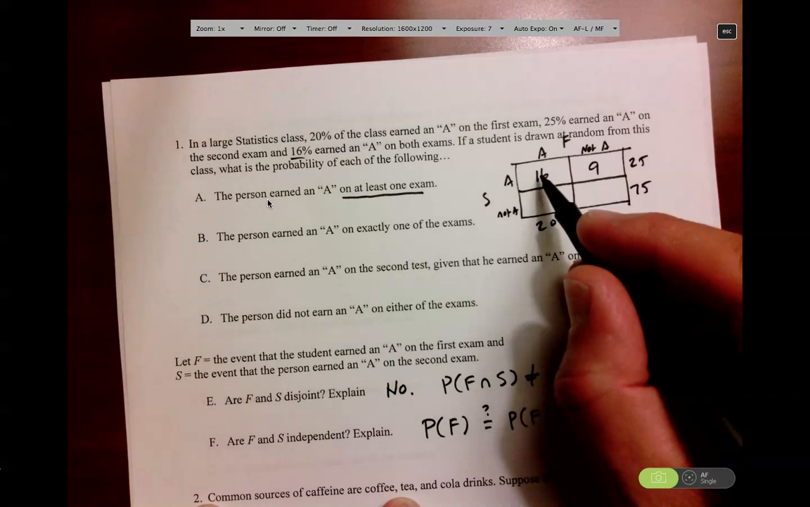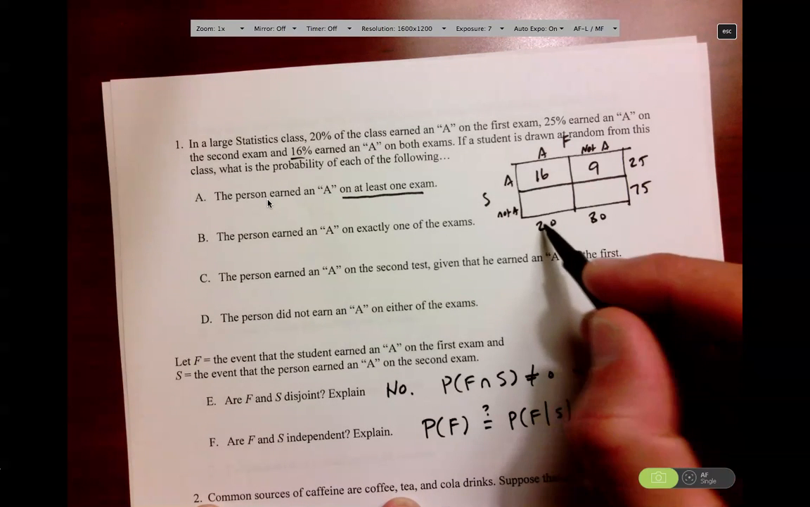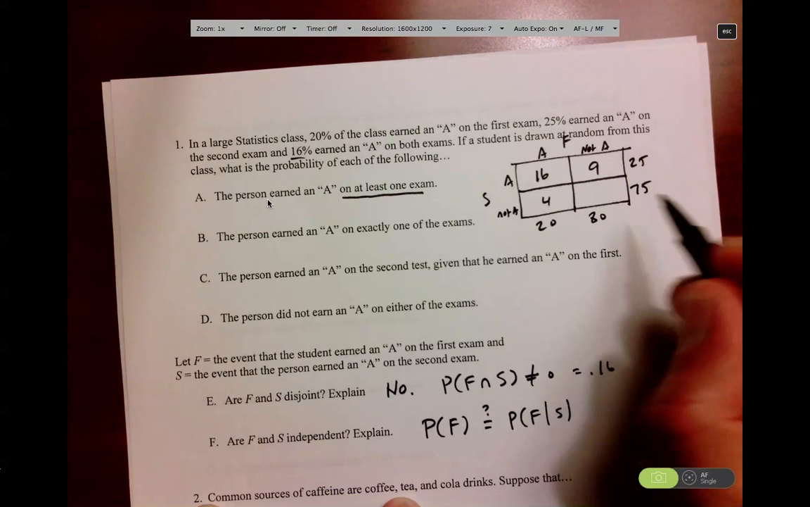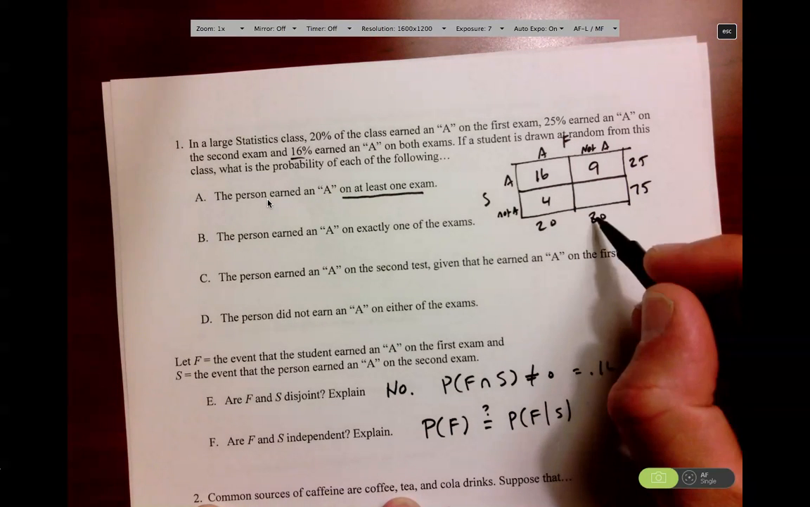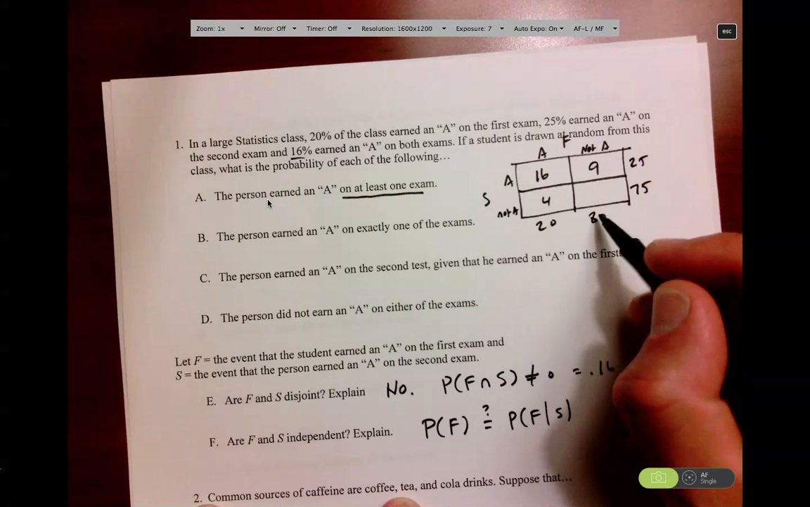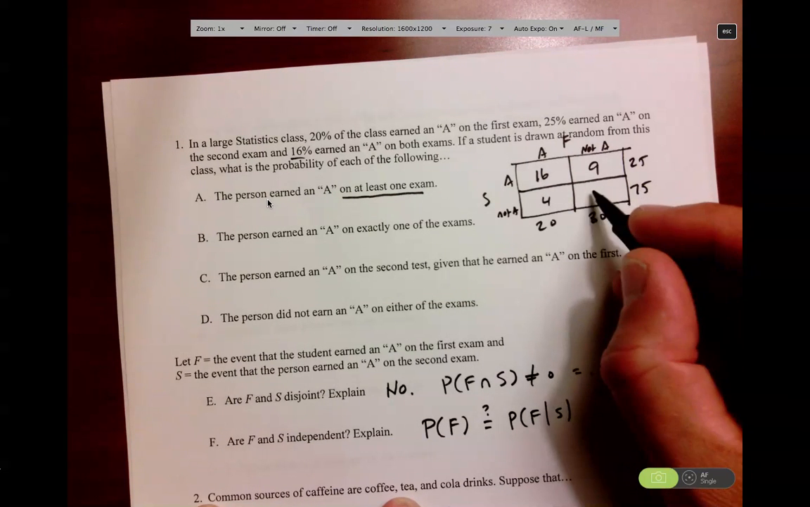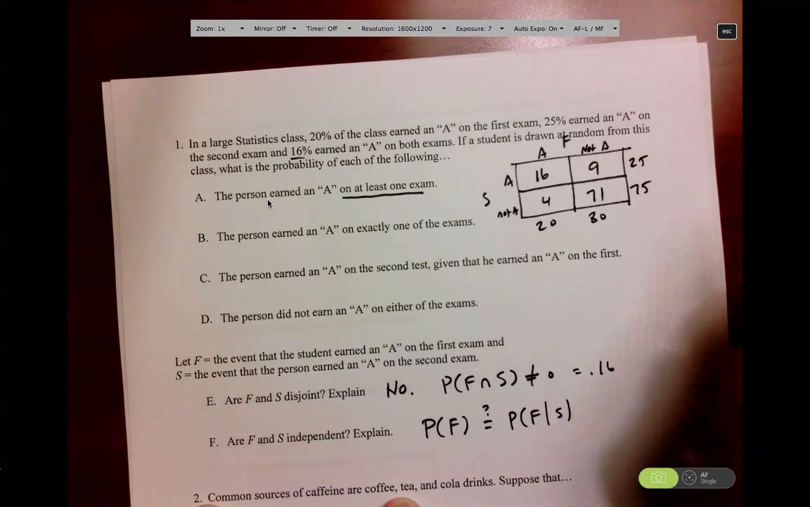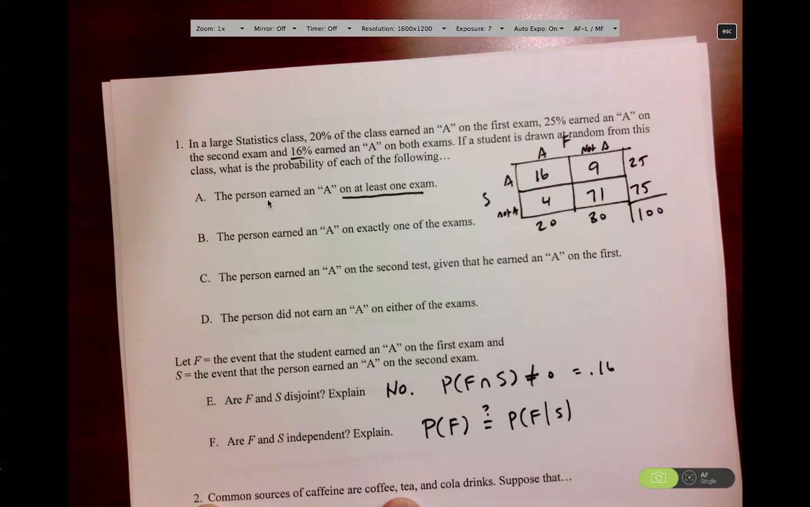And then if there are 16 of these here, and there's 25 here, that means that 9 of them had to not get A's here. And then if you look at this, this is 80, and this is 75 this way, this has got to be 71 kids in this group. And then this is 100%.